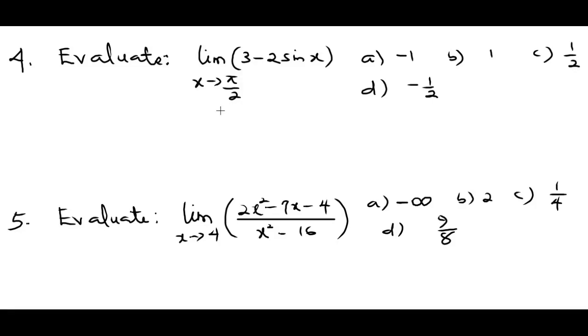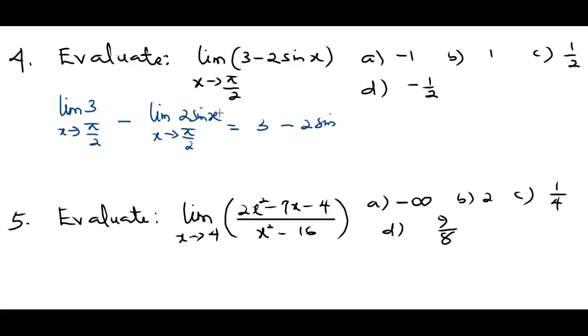In question 4, we are told to evaluate the limit of 3 minus 2 sine x as x tends to pi over 2. So this is going to be the limit of 3 as x tends to pi over 2 minus the limit of 2 sine x as x tends to pi over 2. Anytime you take the limit of a constant like this, you have that constant. So this is 3 minus 2 sine, anywhere you see x, you put pi over 2.